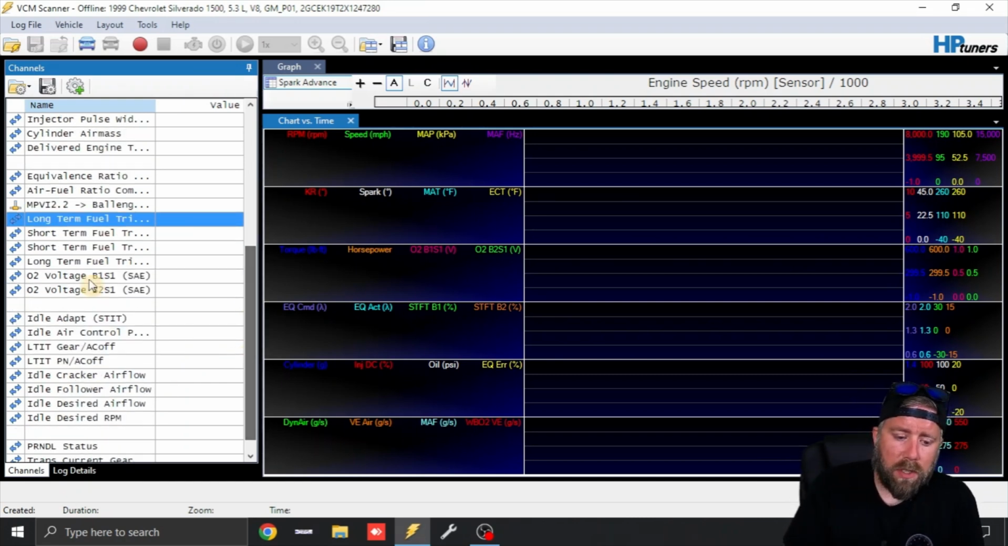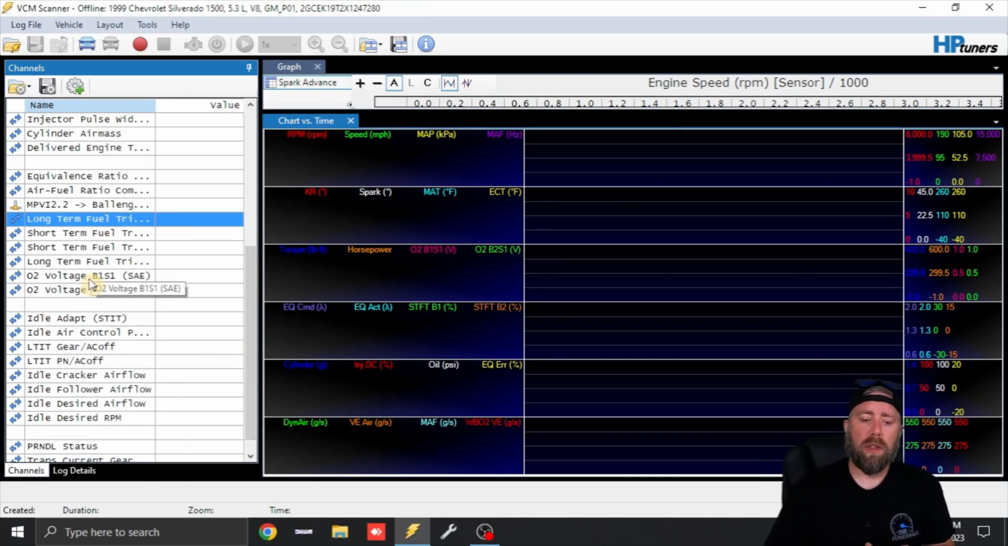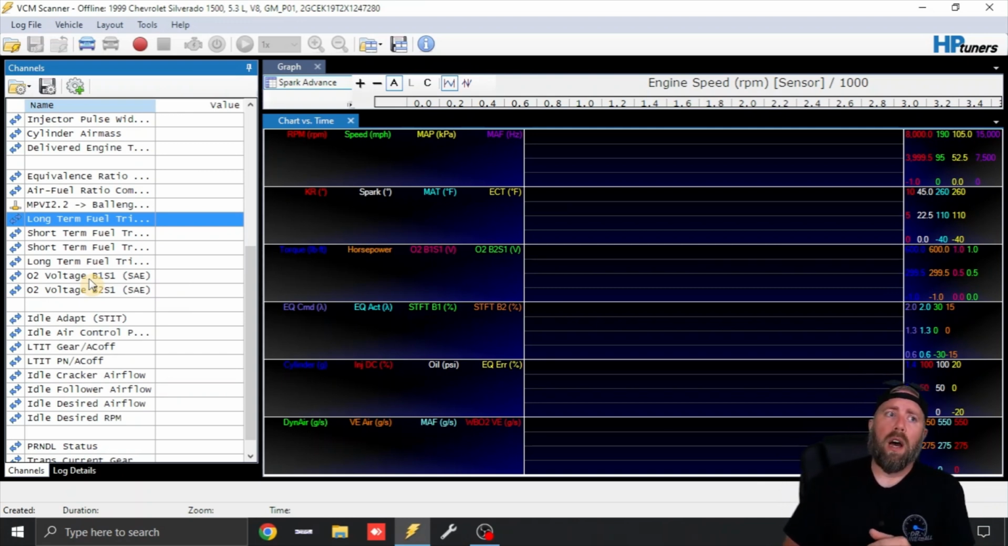Oxygen sensor voltages is going to be the next one. We've got bank 1 and bank 2. This is the millivolts that your oxygen sensors are producing. So a traditional oxygen sensor unplugged will produce 0.45 volts. If it goes all the way rich would be up to 1 volt, lean would be down to basically 0 volts. So I always log these to kind of keep an eye out onto misfire conditions especially.